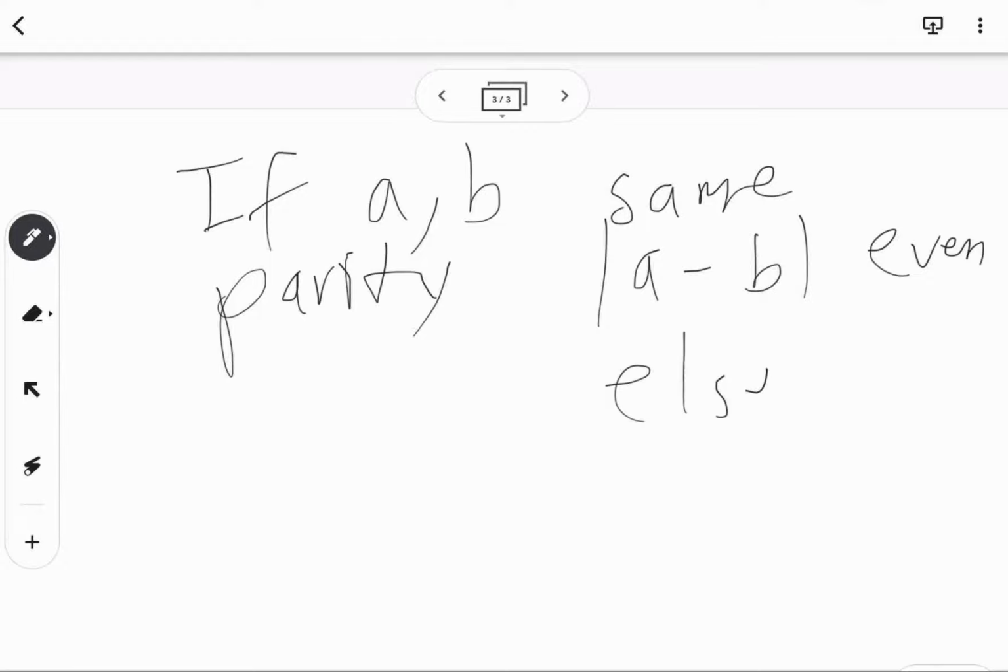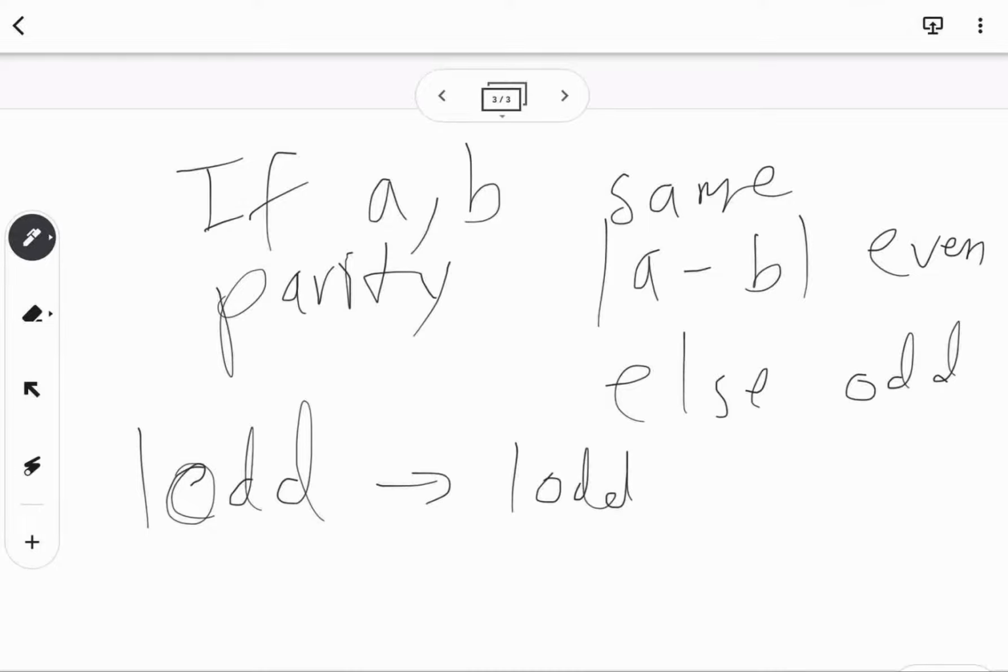So if one of a and b is odd and the other is even, then we get one odd, because we're only caring about parity here, so we're only going to care about odd numbers. So one odd goes to one odd, right? If we have two odds, then we go to zero odds. So the number of odds always has the same parity as well. That means the sum of the numbers always has the same parity.